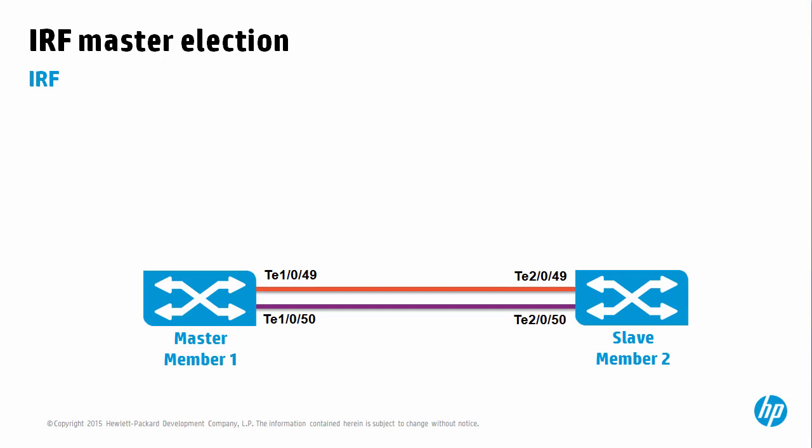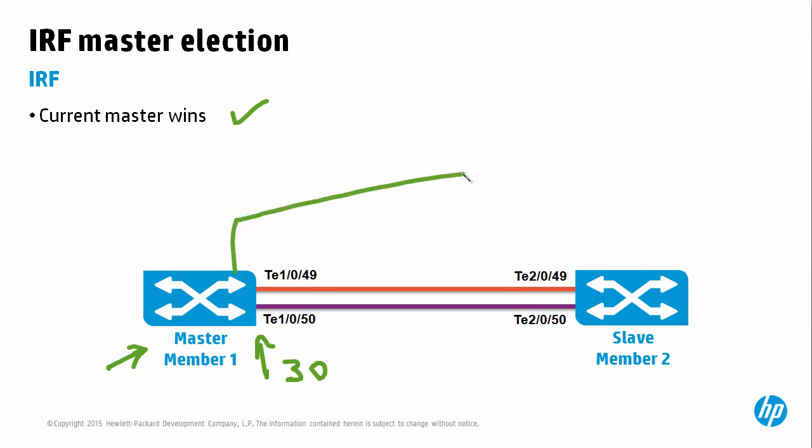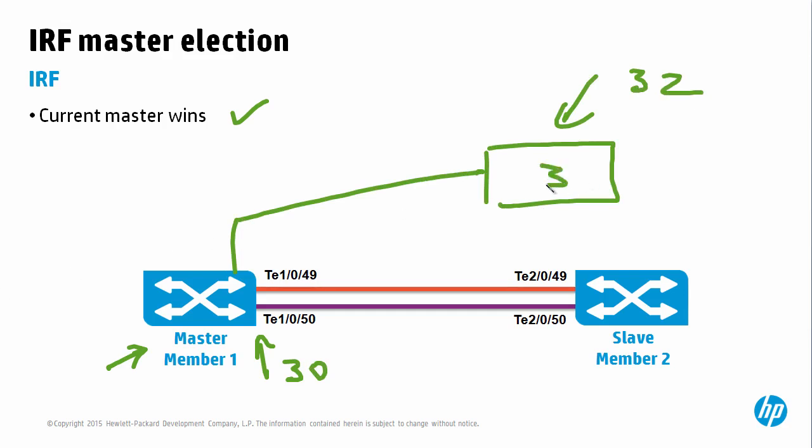So how is the master device elected in an IRF system? It's not based on the member number. In this example, the master device has a member ID of 1, but it doesn't have to. Member 2 could have been the master. So the master is determined as follows. It's done via an election process where the current master wins, even if a new member has a higher priority. So let's assume for the moment that this switch had a priority of 30 and is currently the master, and a new switch is added to the topology and has a priority of 32. The current master will stay the master, and this switch, member 3, would become a slave or standby device.